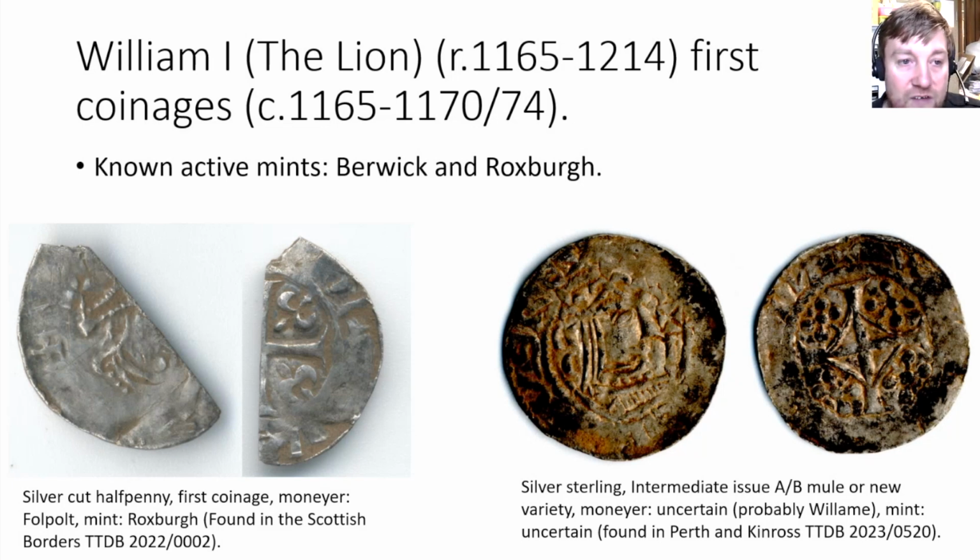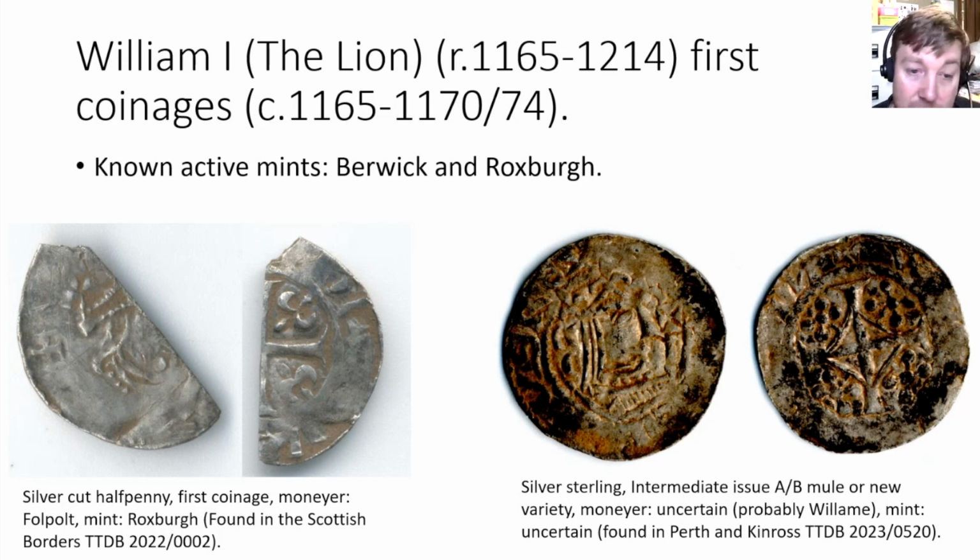So to start with, his first coinages are made up of at least two main types. So it's the first coinage and then the intermediate coinage. So his first coinage is based on the reverse design of a cross with lis in the angles, and it's generally a crowned bust facing right with a scepter, very similar to what we see on the David I coins.